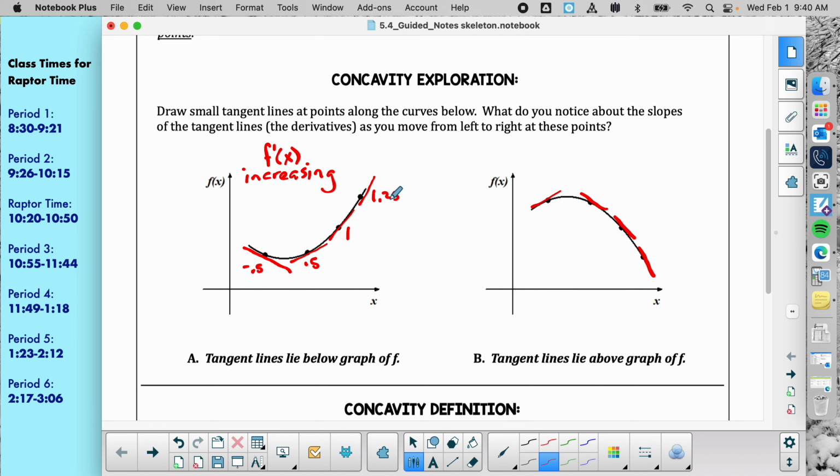just drew. The slopes are getting bigger, which tells me the second derivative is positive. If the second derivative is positive, that means the first derivative is getting larger. And as a picture, it's curving up. So it is called concave up, however you want to phrase it. I know we've done this before, but I could tell that you guys need a refresher on it.